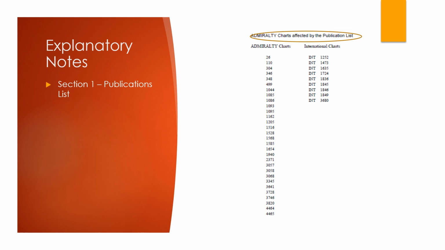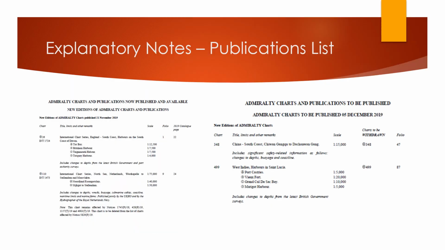The Admiralty chart number and a corresponding international chart number is provided for the charts that have undergone certain changes, and that announcement is carried out in the weekly notice to mariners. Now I'll show you in the next slide what I mean by the changes. You can see here two changes are shown. On your left side you can see the new editions of the charts and publications that have been issued. So a list of those charts is provided.